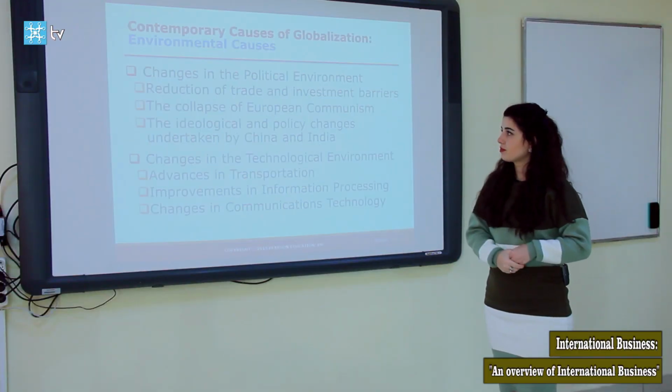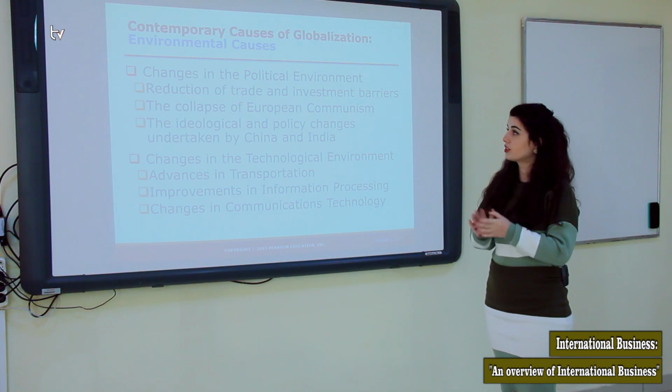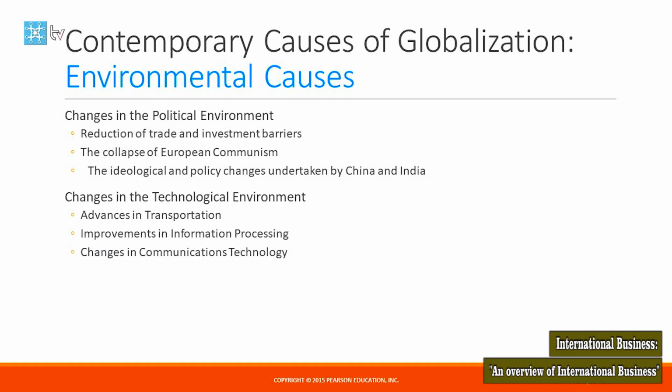The next one, guys. Environmental causes of globalization: changes in the political environment. For example, you see the reduction of trade and investment barriers, as I said before, and the collapse of European communism. It is about the USSR. They were a closed country, a closed republic. And after the collapse of this European communism, you see that the barriers are reducing day by day. And we are one of the countries in this topic.